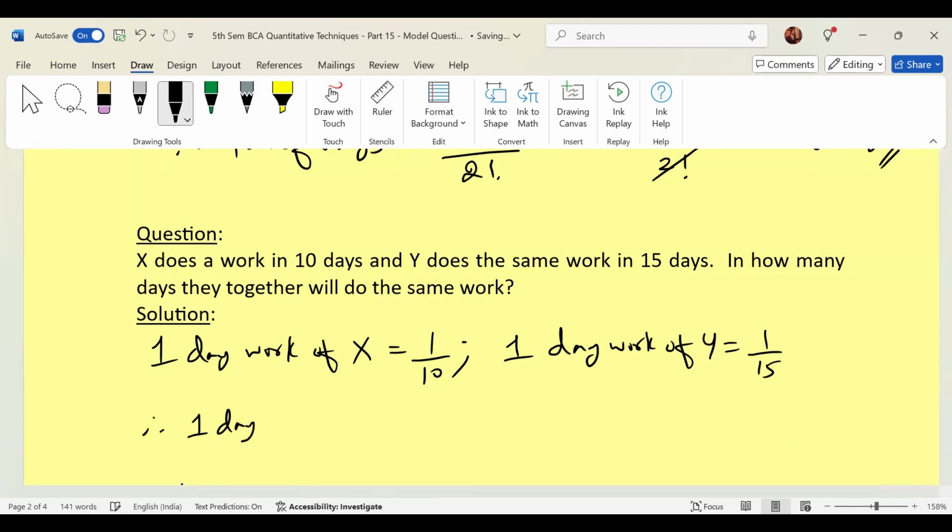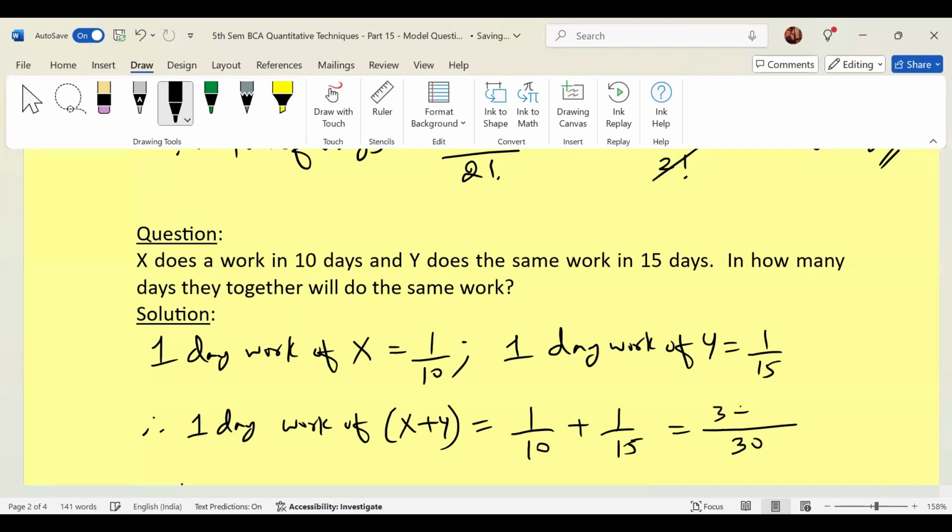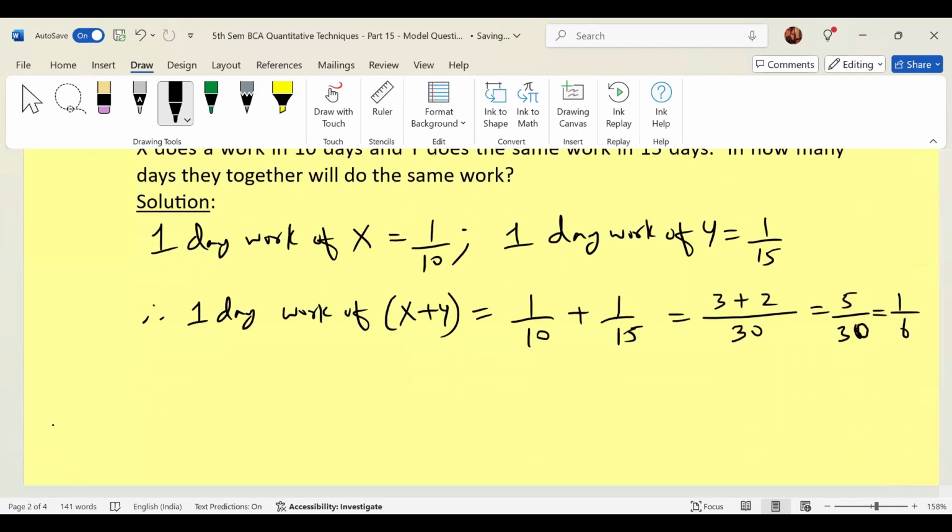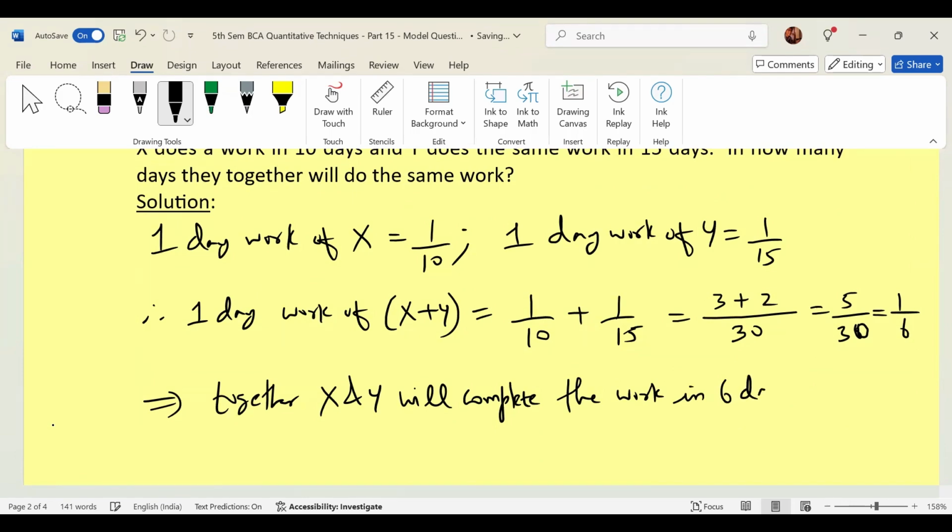Therefore, 1 day work of X plus Y means together if they work, then it will become 1 by 10 plus 1 by 15. Here the LCM in the denominator is 30. So we get 3 plus 2, we get 5 by 30. 5 by 30 can be written as 1 by 6. This indicates that together X and Y will complete the work in 6 days. That is the solution for this particular question.